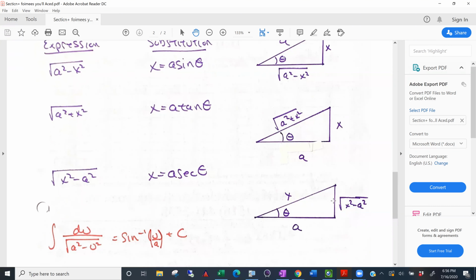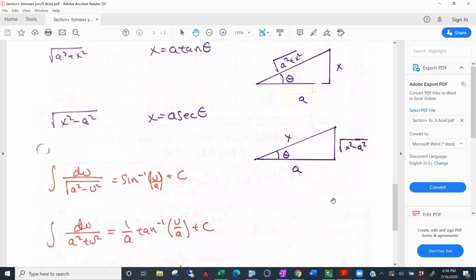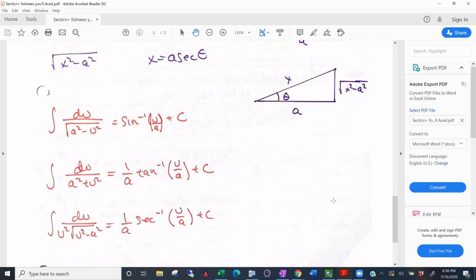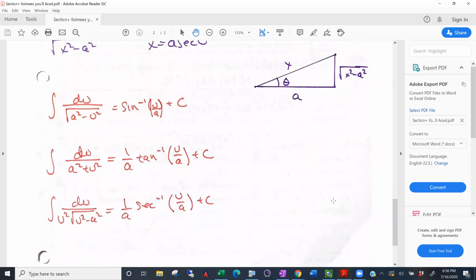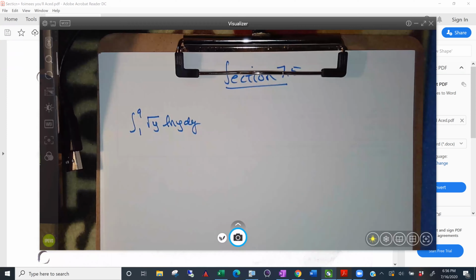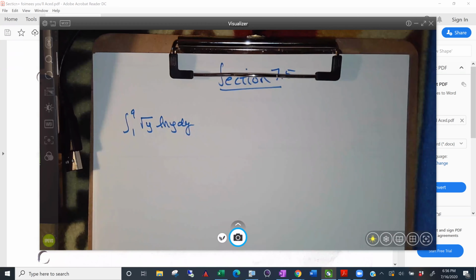One other thing to keep in mind is the integrals that lead to your inverse trig functions. We'll be using a couple of these first two today. So you might want to make note of those. We'll go back to those in a little bit. But for starters, let's work with this one.